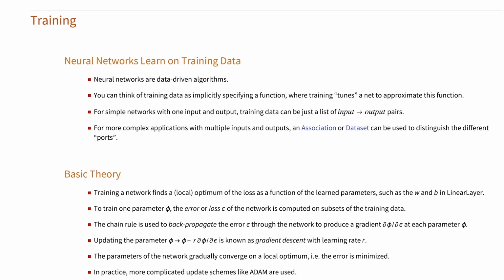But you may have more complex applications where you take multiple inputs. For example, you take a vector of temperatures and a geolocation, and you want the probability of rain. And this you can do in the framework by using an association or dataset with named keys. So you can give a name, as we've seen before, to the different ports, and get data or output data.